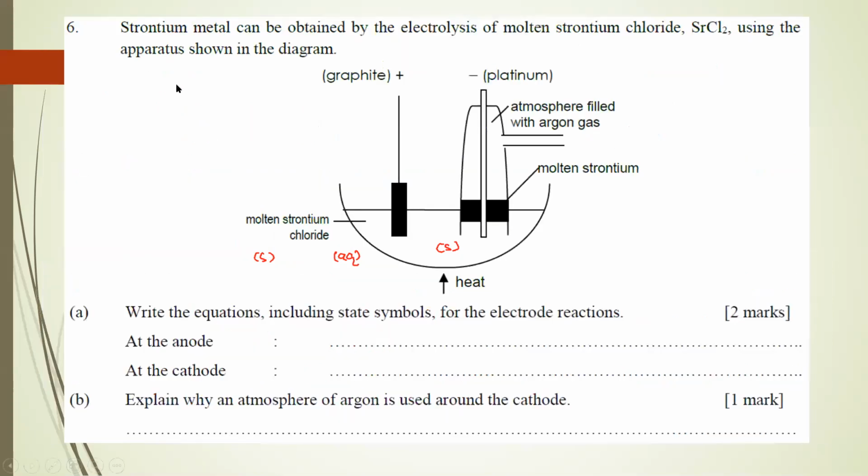Then we go to question number 6. Strontium metal can be obtained by the electrolysis of molten strontium chloride, SrCl2, using the apparatus shown in the diagram. Write an equation including state symbols for the electrode reactions here.